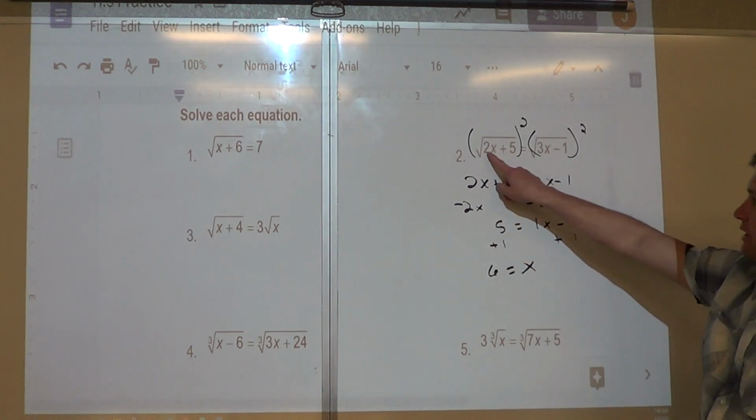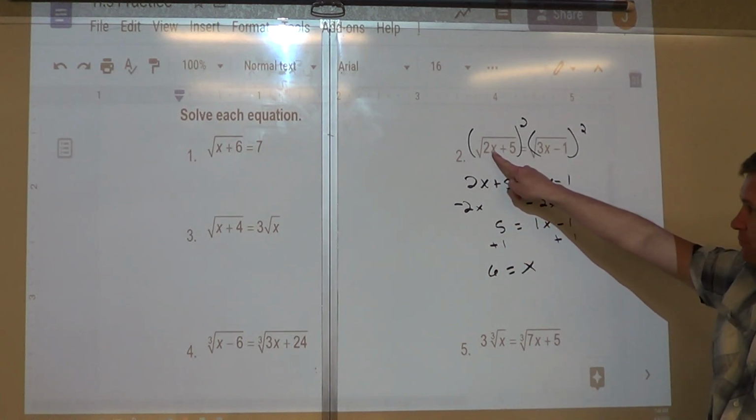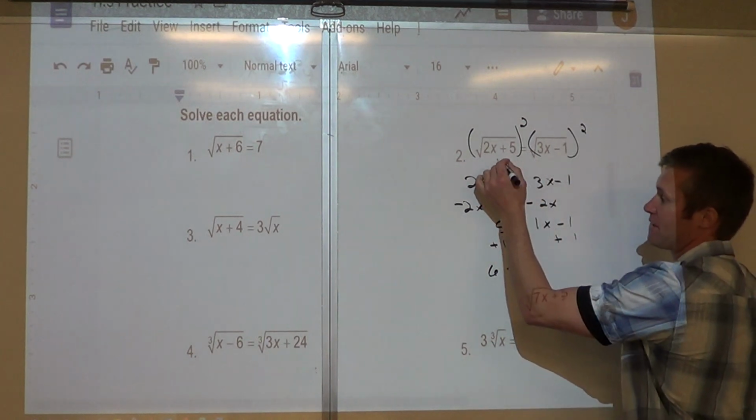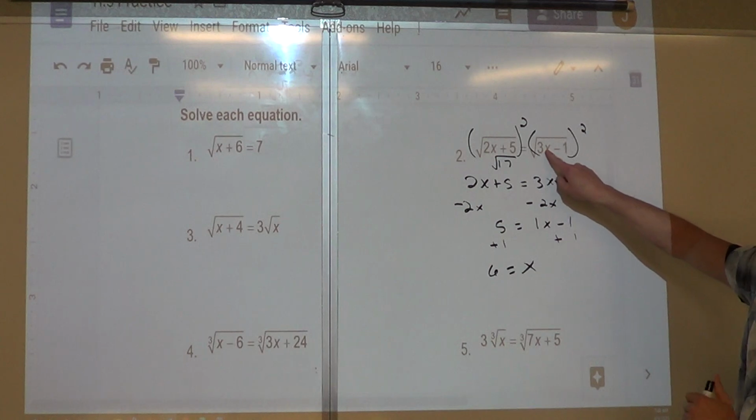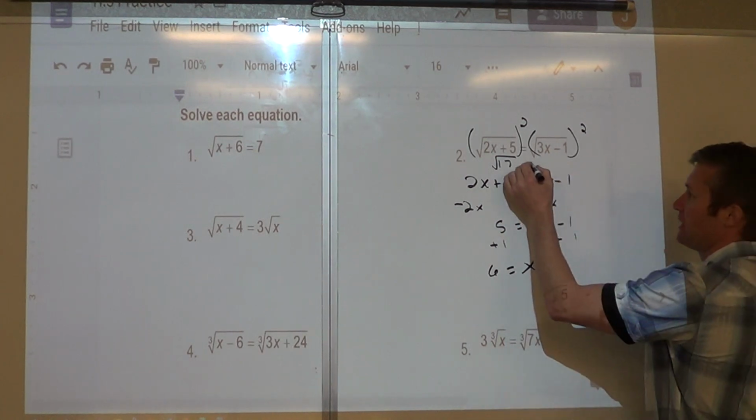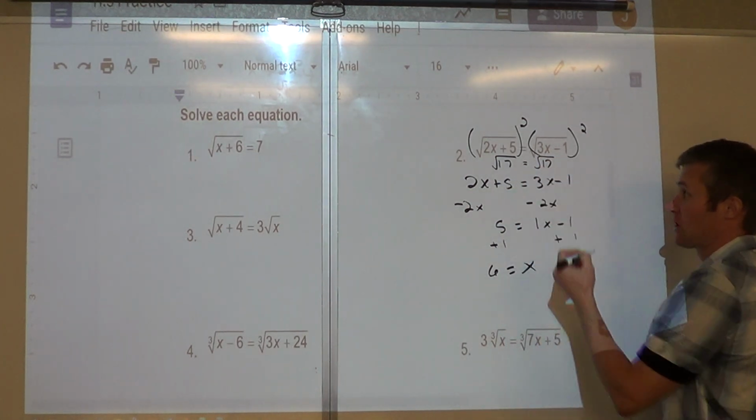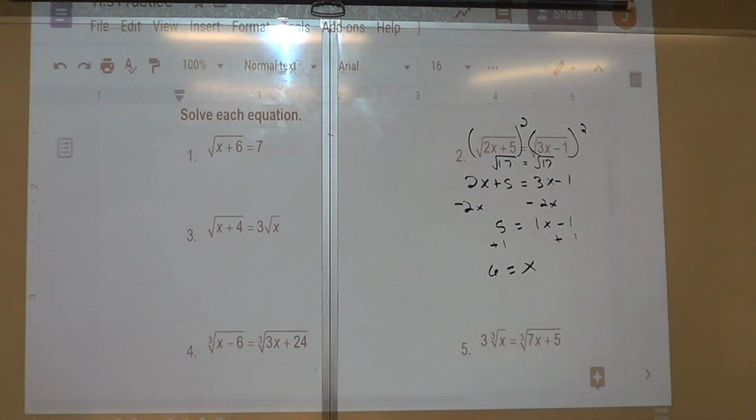Check it. Okay, so 2 times 6 is 12. 12 plus 5 is 17, so this would be the square root of 17. Okay, 3 times 6 is 18. 18 minus 1 is 17. So check it. It does work. If you have it, then go ahead and do that. But always check your answers in the end.